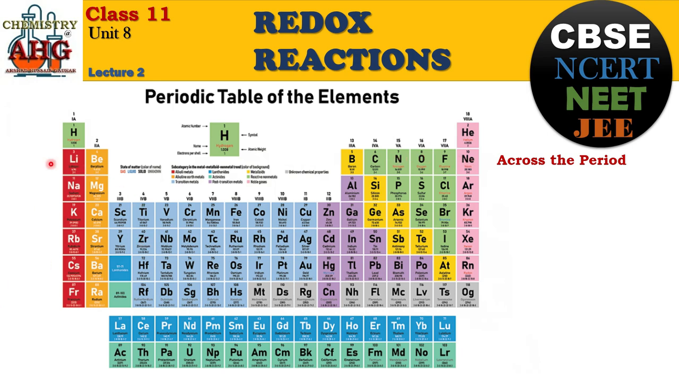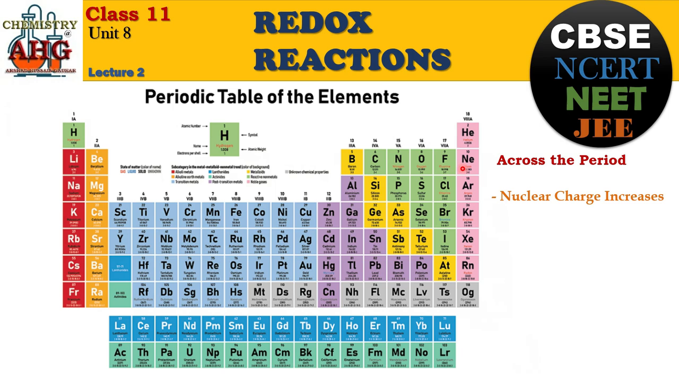What you can see from the periodic table, whenever we move across the period, what happens? Number of protons, atomic number, it increases. Whenever we move across the period, atomic number increases. So what does this mean? Right now I told you, number of protons is the nuclear charge. So across the period, nuclear charge always increases.